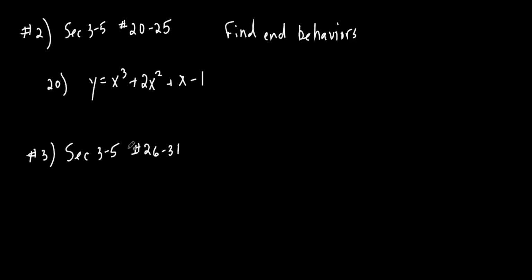All right, so let's do one of those. Determine whether it's increasing or decreasing. We'll just do the first one again, which is number 26. So let's write that down. Y equals x cubed plus 3x squared minus 9x.